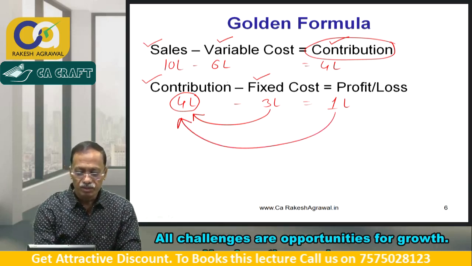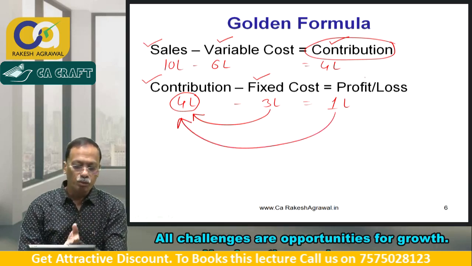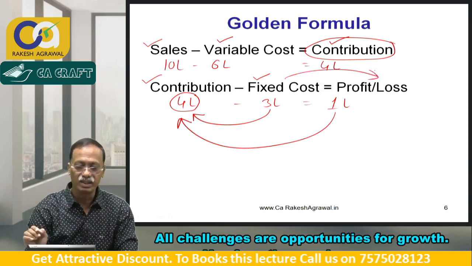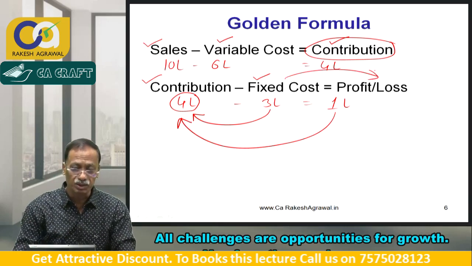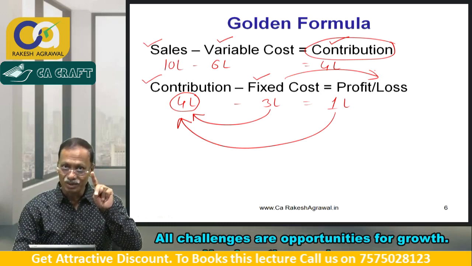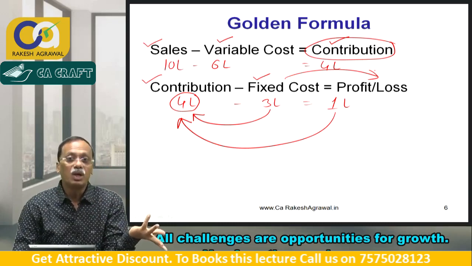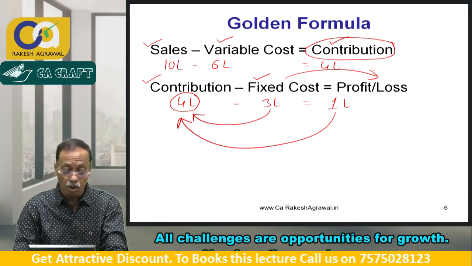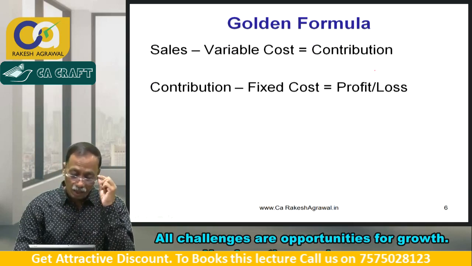If you reshuffle this formula, you will get contribution is equal to profit plus fixed cost. If I shift the fixed cost to the right-hand side, I will get contribution is equal to profit plus fixed cost. It means contribution consists of two things: profitability and fixed cost. Therefore, it might have been called contribution because it is contributing towards recovery of the organization's fixed cost and profitability of the organization. Right.